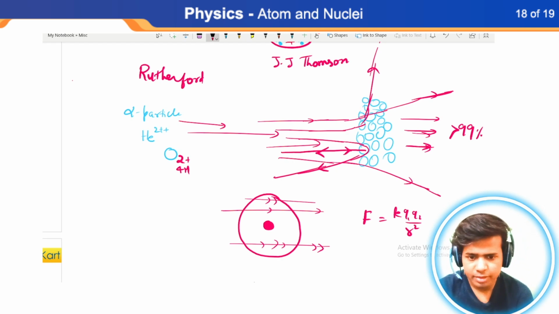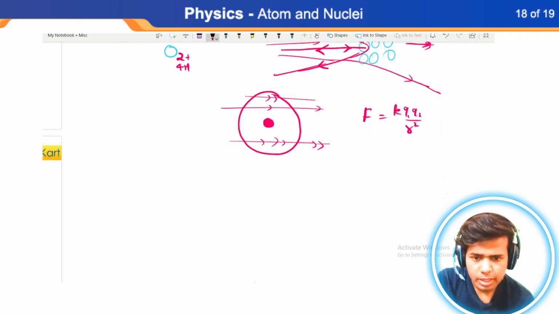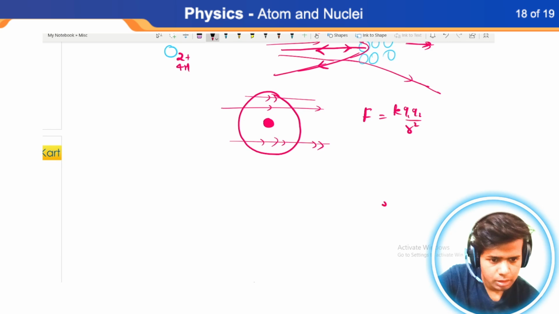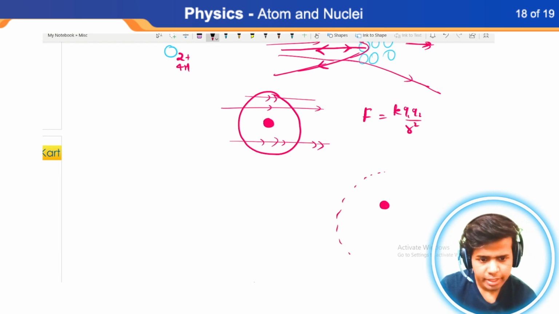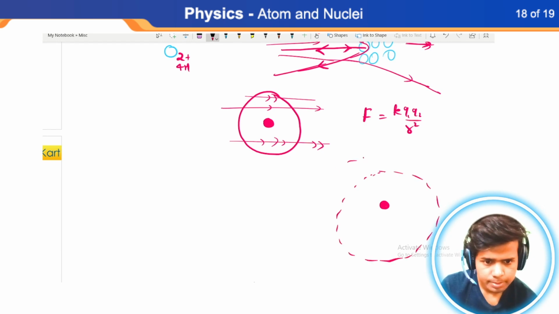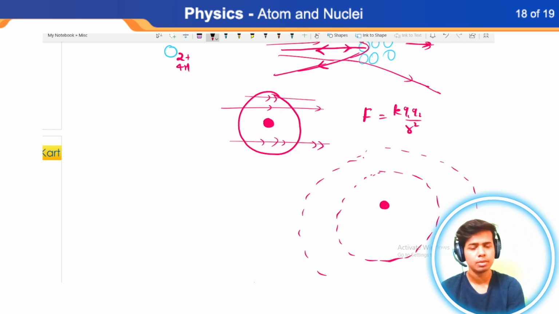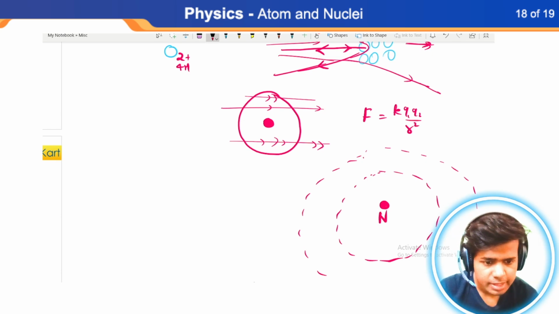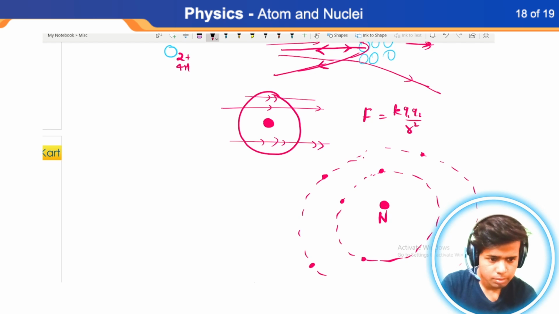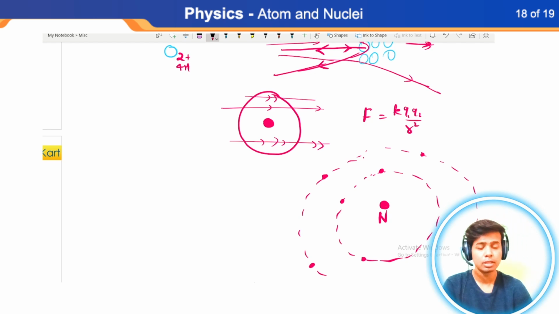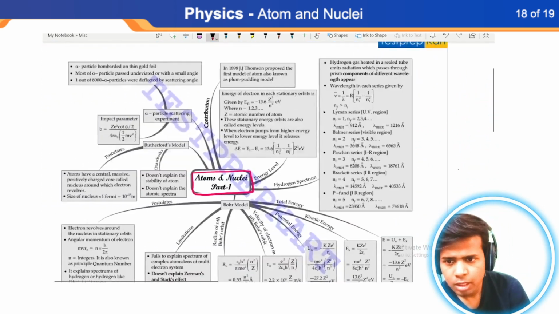So, what he gave from there was Rutherford's model, and he said that protons are concentrated at the center while electrons rotate around the nucleus. There is a nucleus, and electrons rotate in fixed orbit around the nucleus. So this was Rutherford's model, but it also had some imperfections.